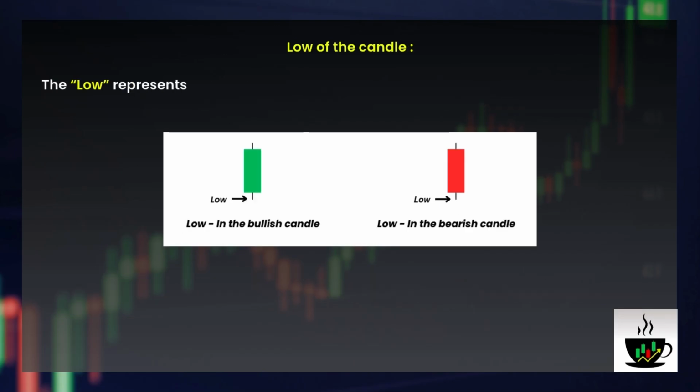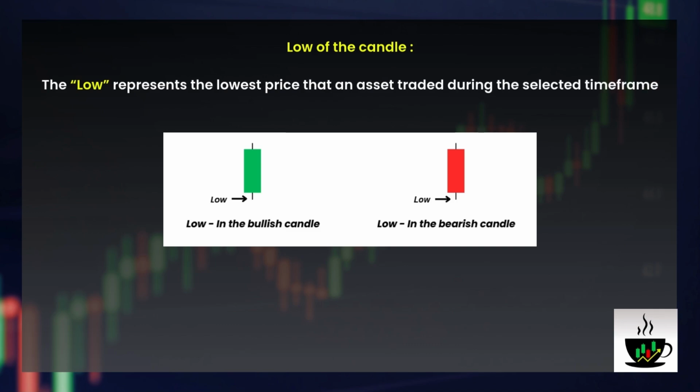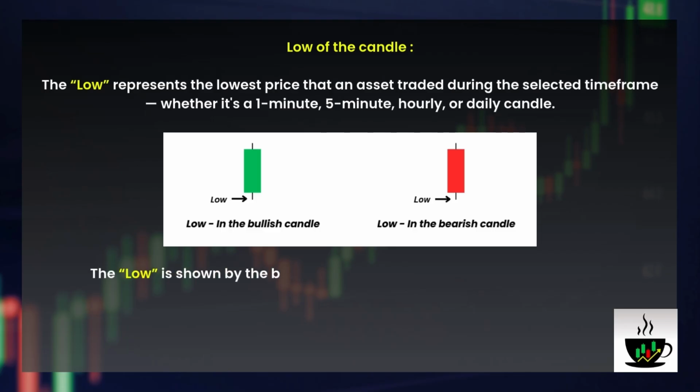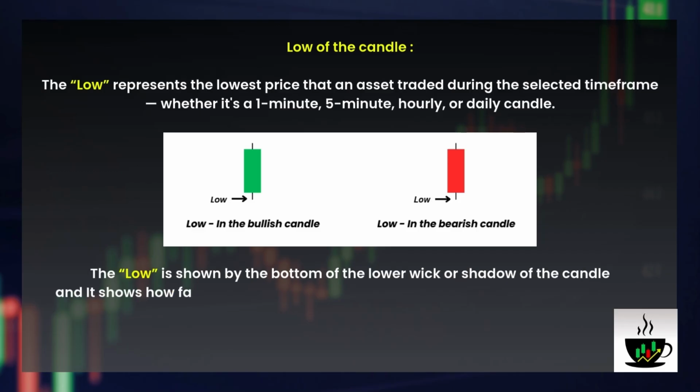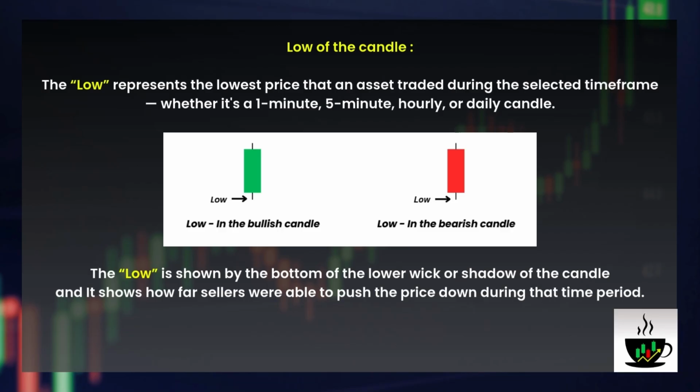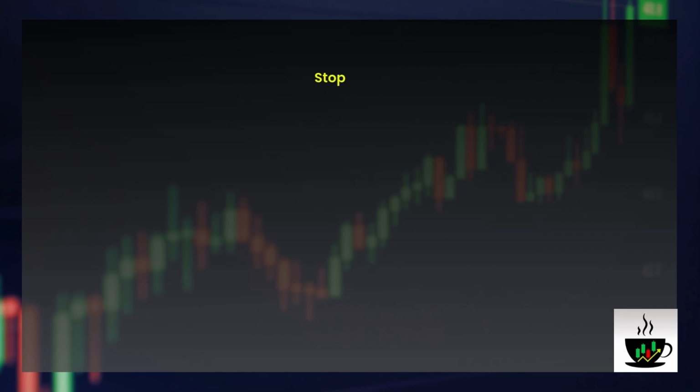Low of the candle. The low represents the lowest price that an asset traded during the selected time frame, whether it's a 1-minute, 5-minute, hourly, or daily candle. The low is shown by the bottom of the lower wick or shadow of the candle, and shows how far sellers were able to push the price down during that time period.